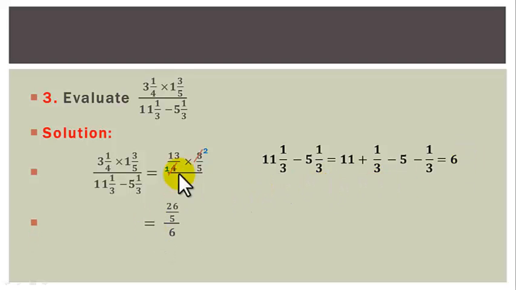So therefore, this is equal to 13 times 2, which is 26 all over 5, divided by 6. And this is equal to 26 over 5 times 1 over 6. 2 will cancel 6 to give us 3, and it will cancel 26 to give us 13. So therefore, 13 times 1 is equal to 13 all over 5 times 3, which is 15. So this is therefore equal to 13 all over 15.